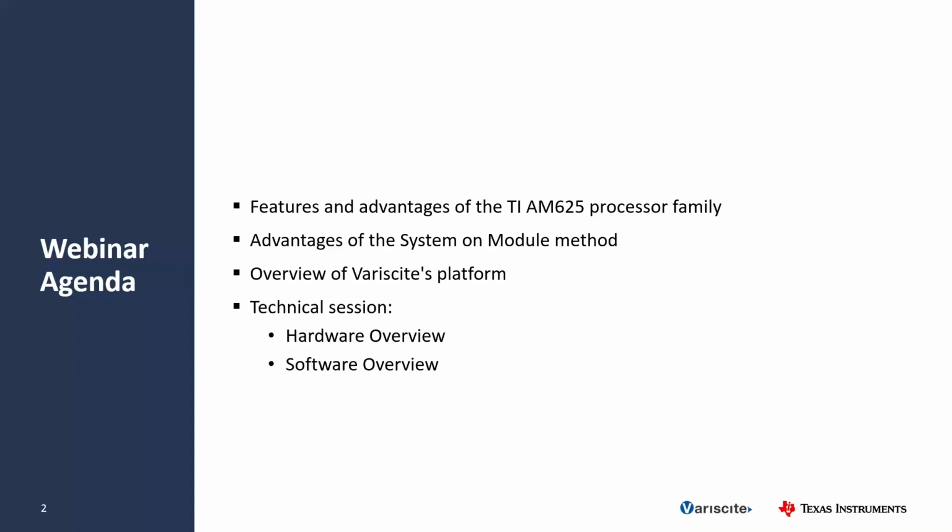Thank you, Pierre. Yeah, so I think you have the agenda up here. We're going to talk about the AM625 processor first, and then you'll take over. Yes, basically we will start with the features and the advantages of the processor family. Then we will talk about the advantages of the system module. We will have a Variscite overview for the platform and the technical stuff on both the hardware and software side.